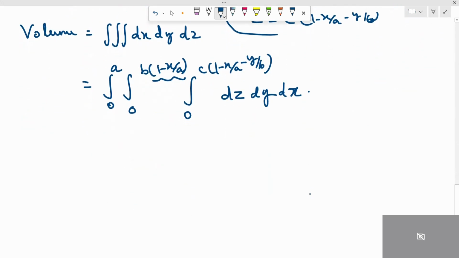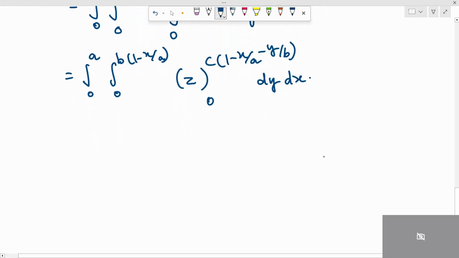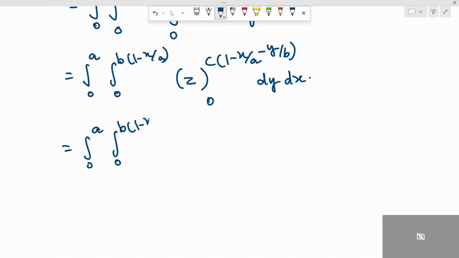Now we are going to integrate one by one. First integrate with respect to z. Integral 0 to b into 1 minus x by a, integral dz will be z, 0 to c into 1 minus x by a minus y by b, into dy dx. Now apply upper limit value c into 1 minus x by a minus y by b in z, then lower limit value is 0.